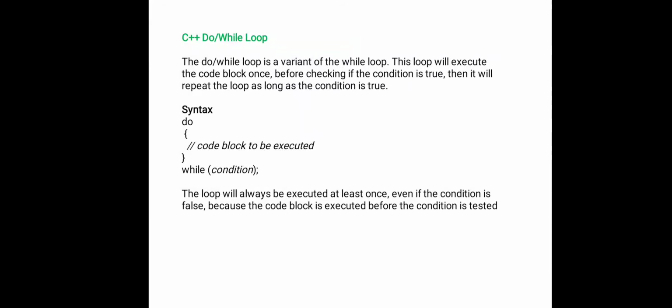So the next one is the do while loop. It is similar to the while loop. This is the syntax: do, then within braces the block of code, and then while condition. At the end of the condition, we have to specify the semicolon. This is the syntax.